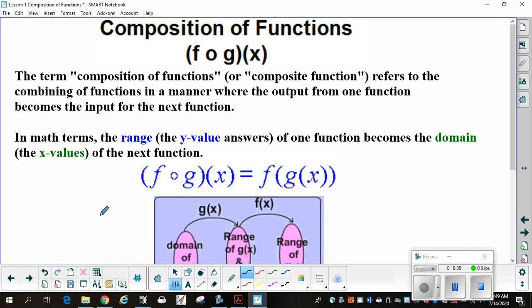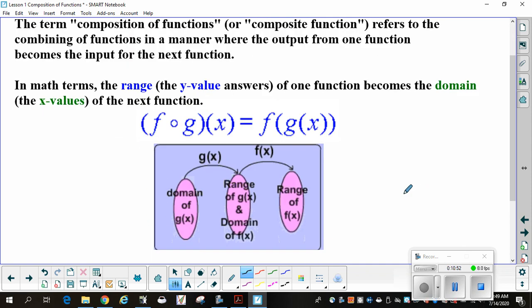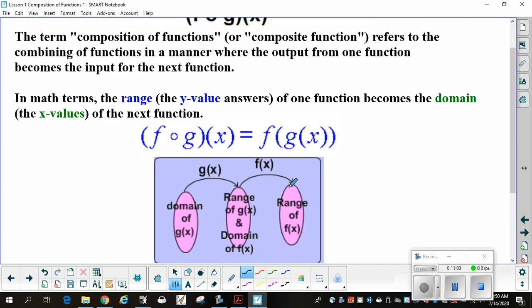I take the batter and I put it into a pan. So the batter is now my input. The function is to bake, and what comes out is a cake. Okay, so input, you do something to it. The output, you take that, make that input again. Here's another picture. I've got g of x and f of x. The domain of g, I put x in, the range becomes the domain. Personally, just so you know, I prefer this notation to this notation because this tells me g of x gets put into f of x.